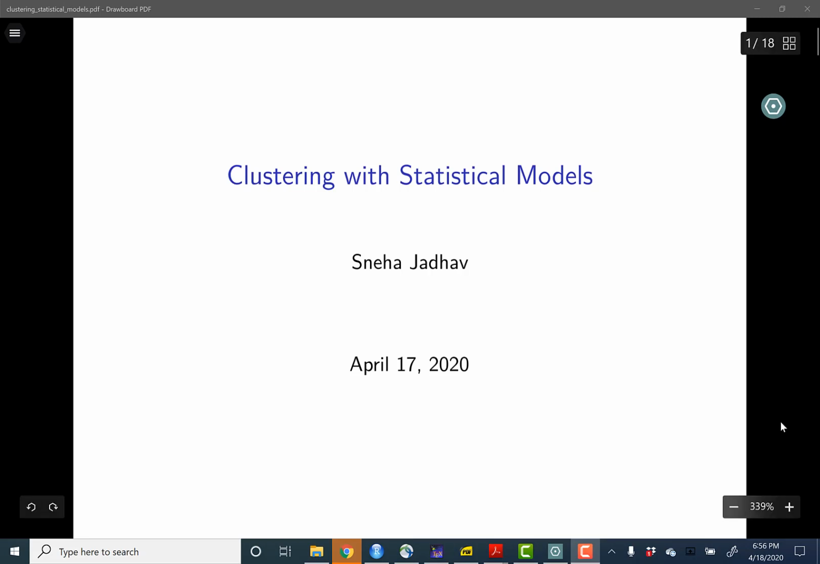Hey everyone. So in this part, we are going to look at clustering methods that use statistical models. This approach is very, very different from what we have been looking at so far. Here we will be assuming that our data in the different clusters are generated from different mechanisms, and these mechanisms are basically different statistical distributions.